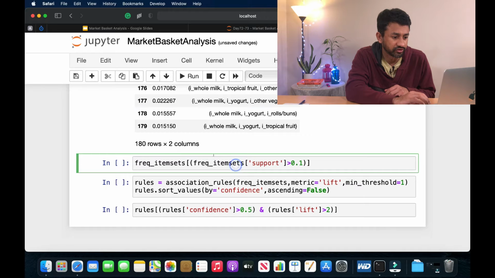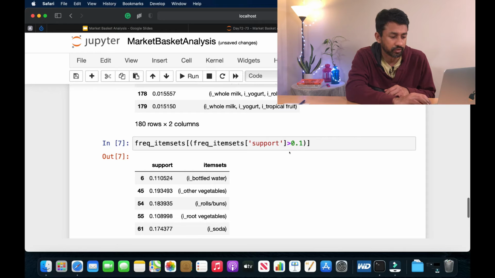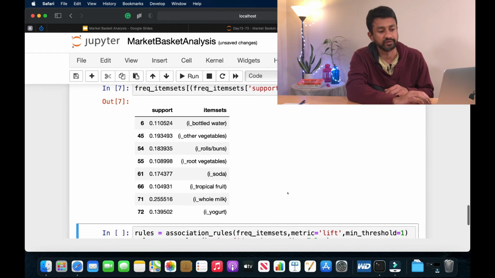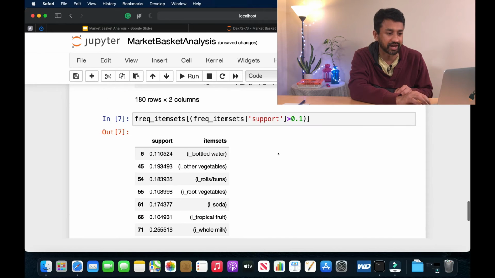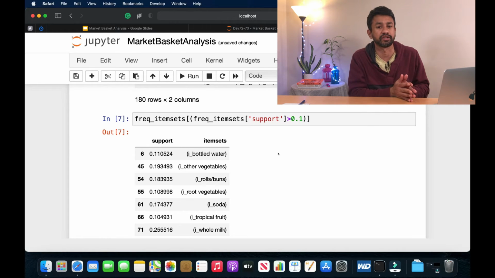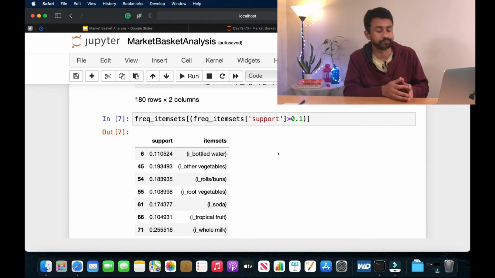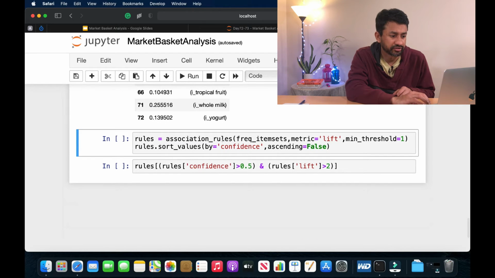The next thing we are going to see is what are all the various items that have a support of over 0.1. When we say support greater than 0.1, we can clearly see that there are very few items, close to 10 items. These are the most popular items present in the data set. What it means is that these items are present in at least 10% of the transactions. So out of close to 10,000 order transactions, these items come up in at least 10% of the transactions.